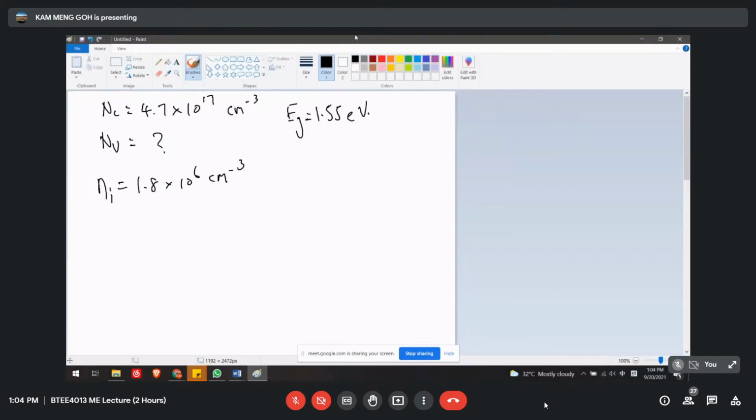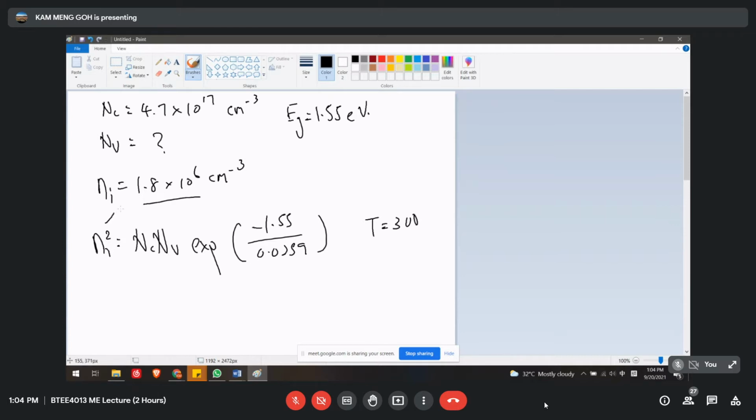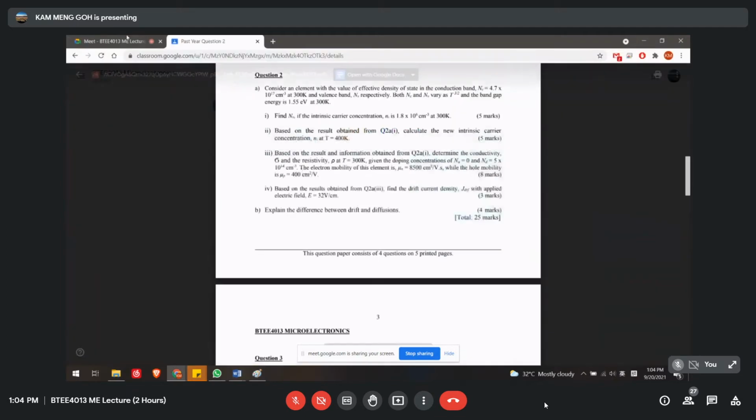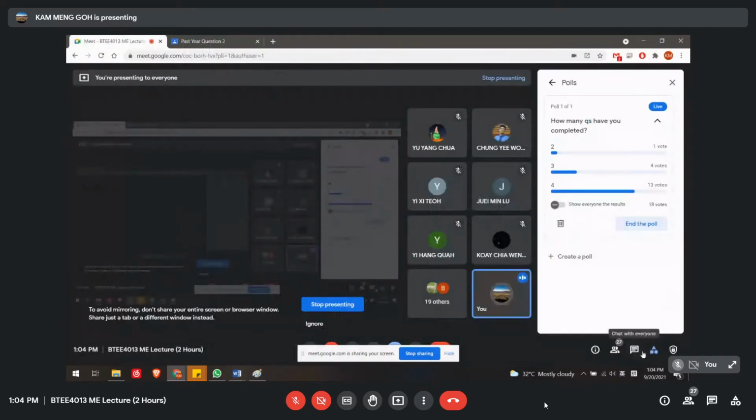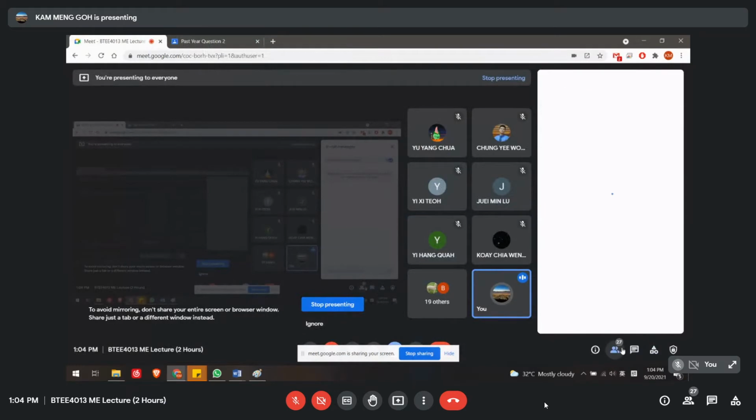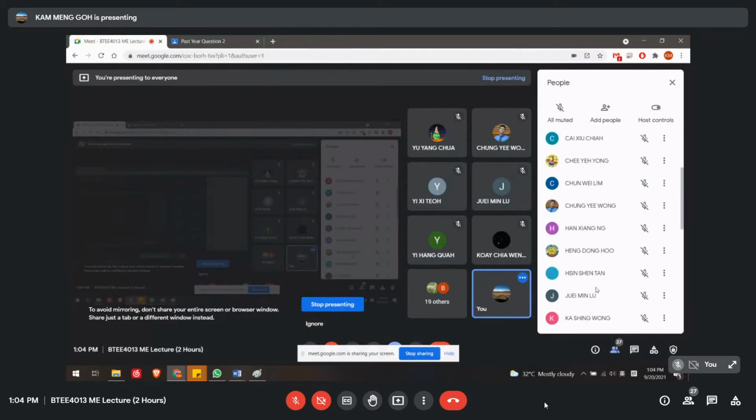Okay, let's see how we are going to do this. We know that ni squared will be equal to NC NV exponential of minus 1.55 over 0.0259 if T is equal to 300. ni is given, no problem. NC is given. This value is given, so we need to find NV only. That's it. Very simple and easy for the first part. So what is the answer?